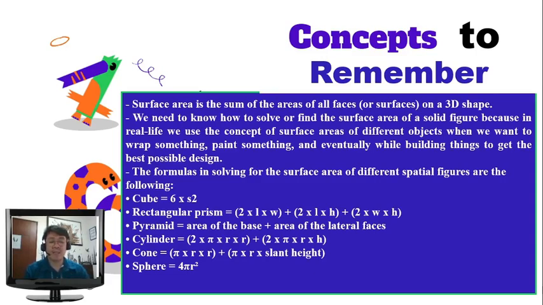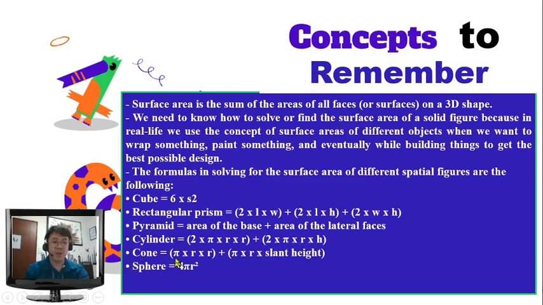Then, after getting the area of the base, get the area of the 4 lateral faces, each of which is triangular in shape. For the cylinder, 2 times pi times r squared, or 2 pi r squared, plus 2 times pi times r times height, or 2 pi r h, wherein 2 pi r squared is the area of the two circular bases, and 2 pi r times height is the surface area of the lateral face.